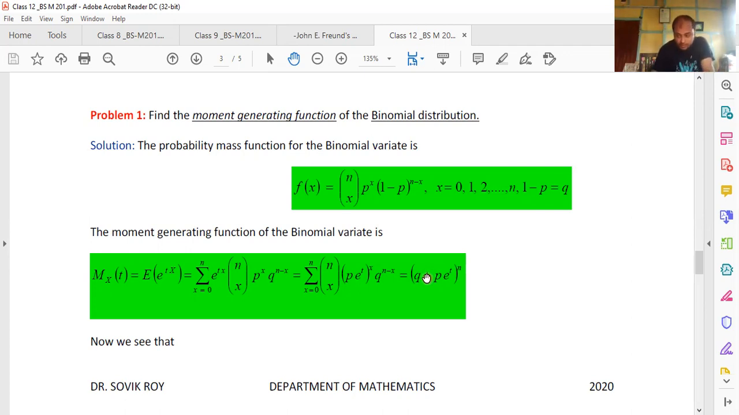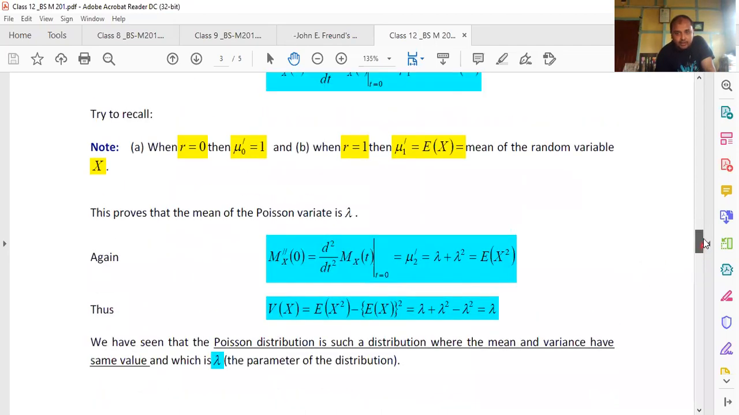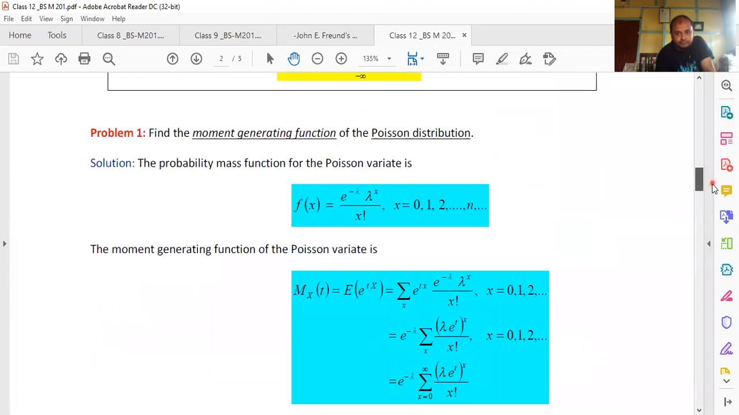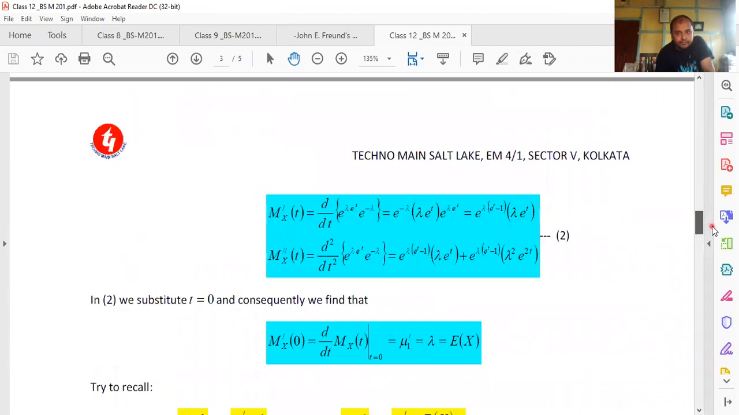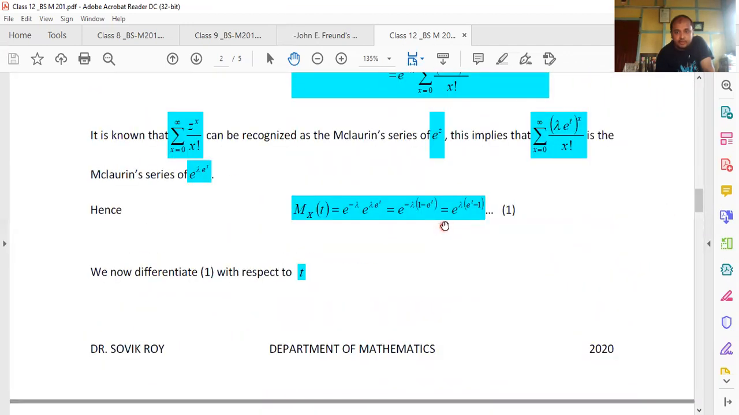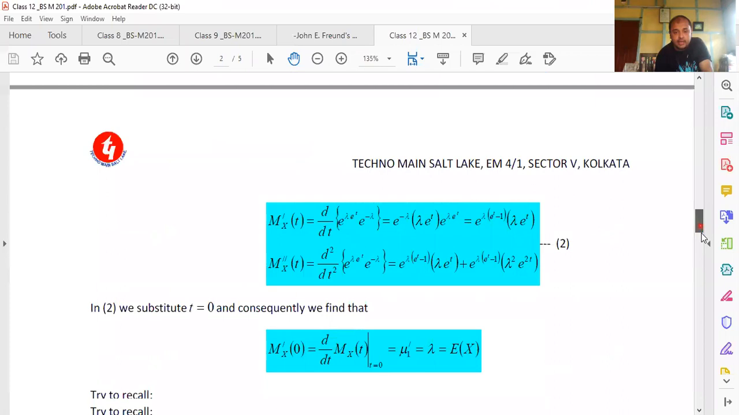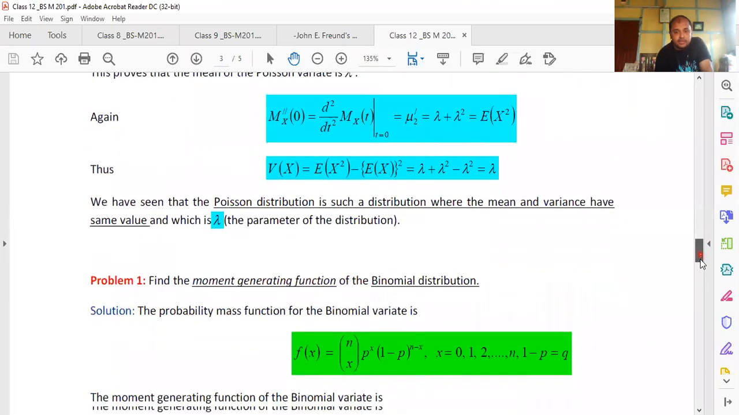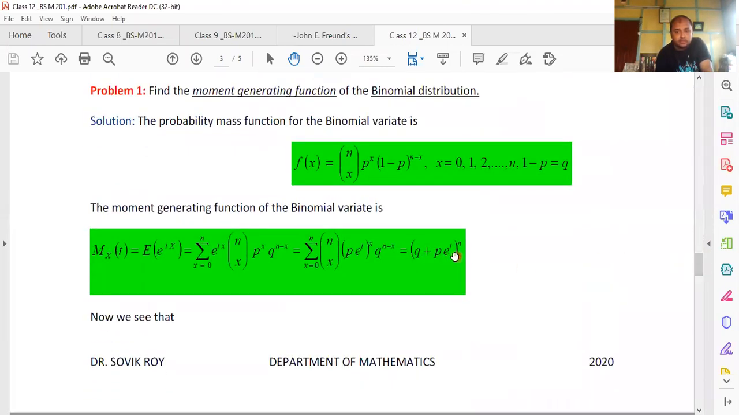What was the expression? See, I'm also forgetting. You have to recall it. Just a minute. Yeah, this is the expression: e to the power lambda into (e to the power t minus 1). This is the moment generating function of the Poisson distribution. And for the binomial distribution, you have got the moment generating function to be this. You write it in the third column.